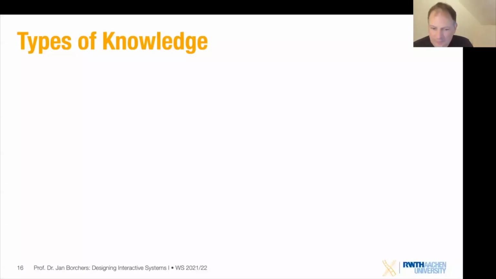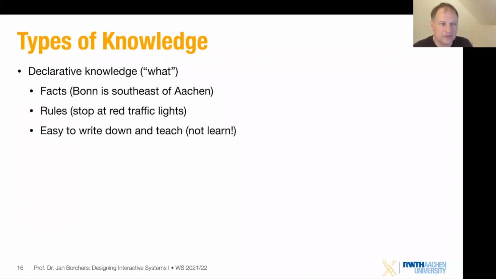Now, just a quick note on what kind of knowledge is out there, because most of the knowledge that we think about is declarative knowledge. Things that you could answer with a what question, basically. Stuff includes things like facts, Bonn is southeast of Aachen, or rules, stop at red traffic lights. And they are all actually the easy kind of knowledge because they're easy to remember, easy to write down and easy to teach, not necessarily easy to learn because they're just facts.